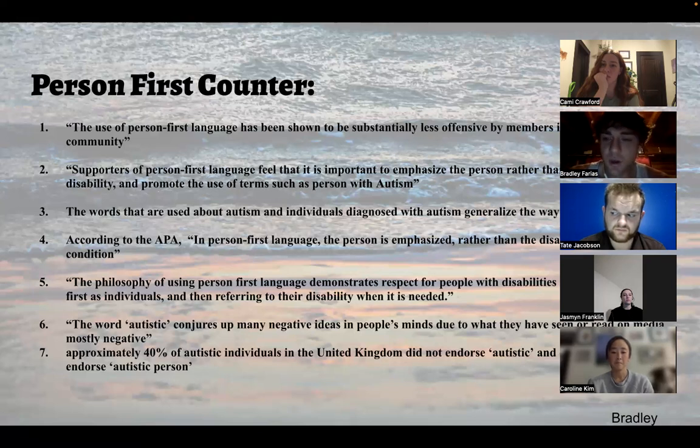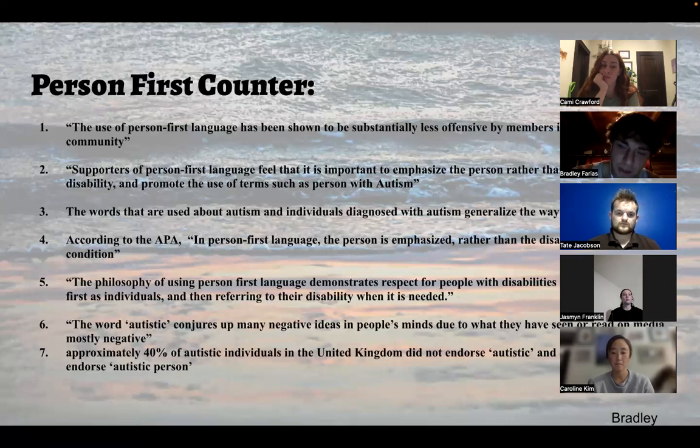Point 6. According to Blaska, the use of person first language demonstrates respect for the individual and only referring to the disability as needed. It is imperative to first see them as people rather than as an affliction. The use of identity first would mention their disability whenever they were addressed.